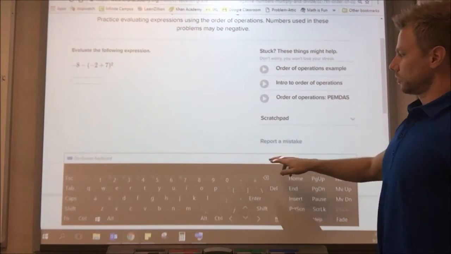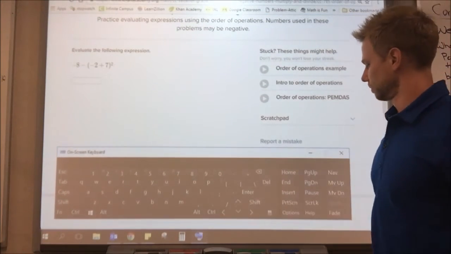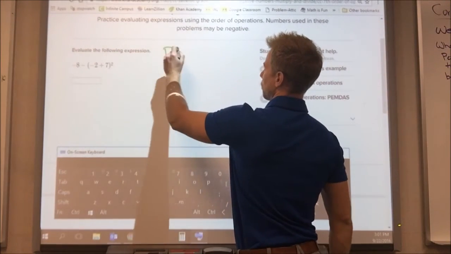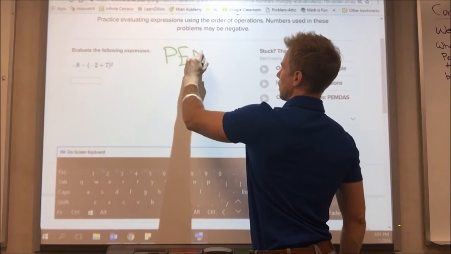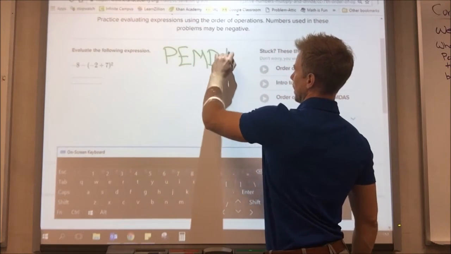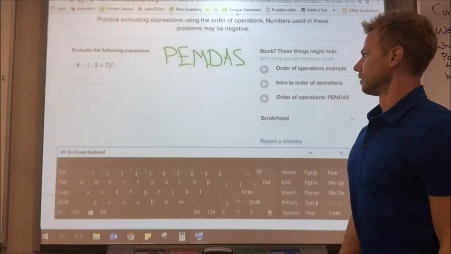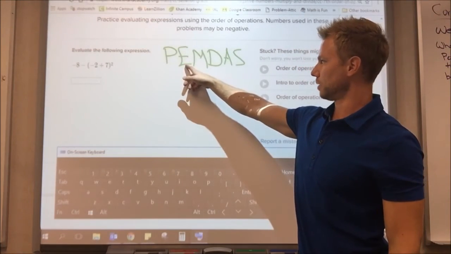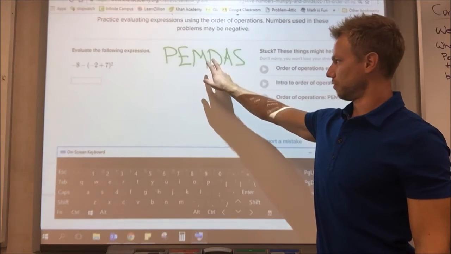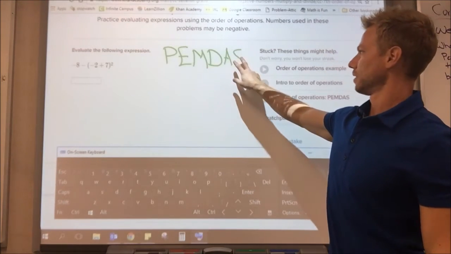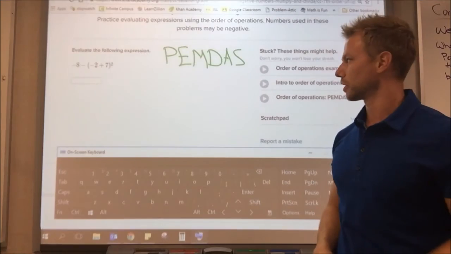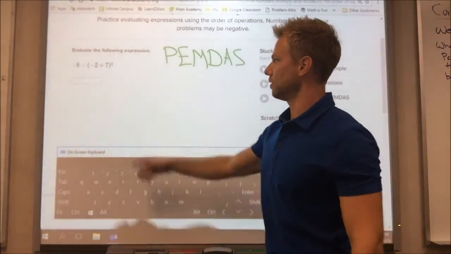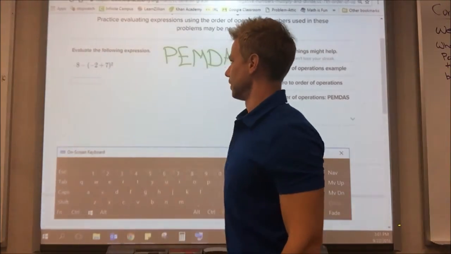Order of operations. Okay, remember, when we're looking at order of operations, we have, please excuse my dear Aunt Sally. That means parentheses first, then exponents, then multiplication or division, depending on which one you have, and lastly, addition and subtraction. So when I look at this, first thing I look at are the parentheses and what's inside the parentheses.